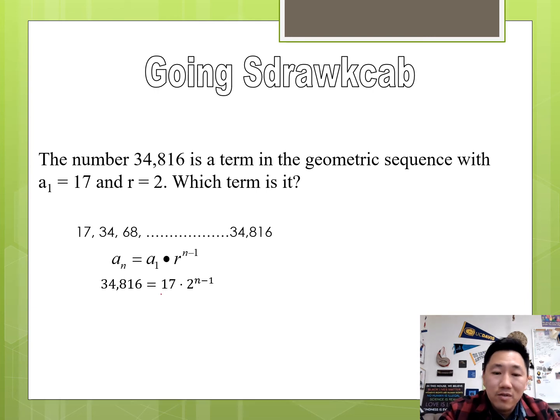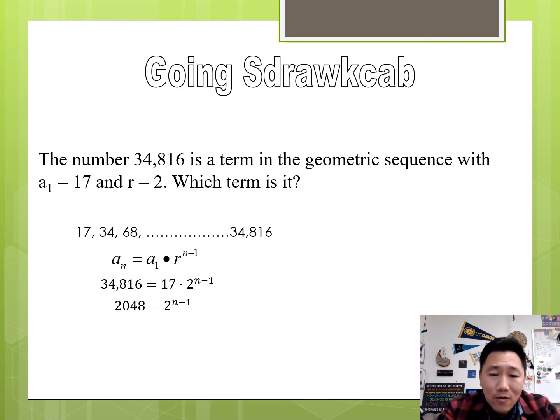First thing you're going to do, get rid of that 17. Remember, don't multiply these two together. You cannot multiply the 17 and the 2 because the 2 has that exponent attached to it. So you cannot combine the 17 and the 2. But instead, we're going to divide the 17 to the other side. All right, so that's what we have.